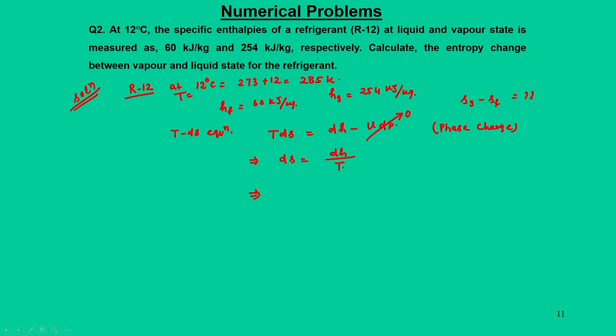Now, interpreting this in finite numbers, we can write SG minus SF would be HG minus HF divided by T. So, here we can insert the values: SG minus SF would be 254 minus 60 divided by 285. So, this number is 0.68 kilojoule per kg Kelvin. This is how the refrigerant data tables were prepared.